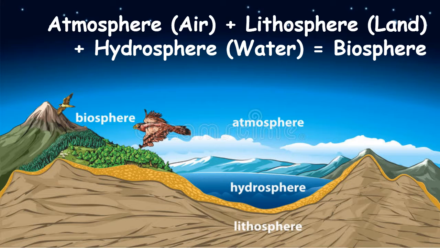All these three spheres combined form the biosphere. All the living beings, that is plants, animals, and microbes are found on the biosphere. The lithosphere consists 1/3 part of the Earth's surface, whereas the hydrosphere consists 2/3 part of the Earth's surface.